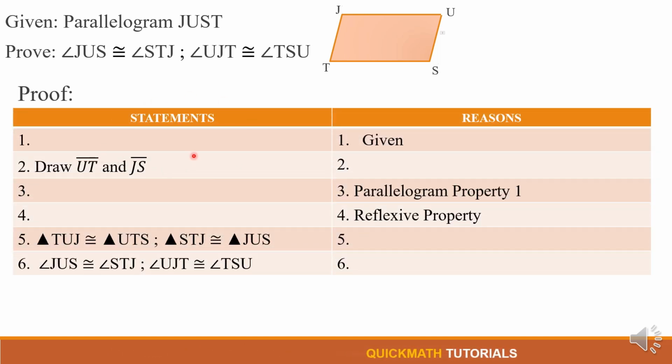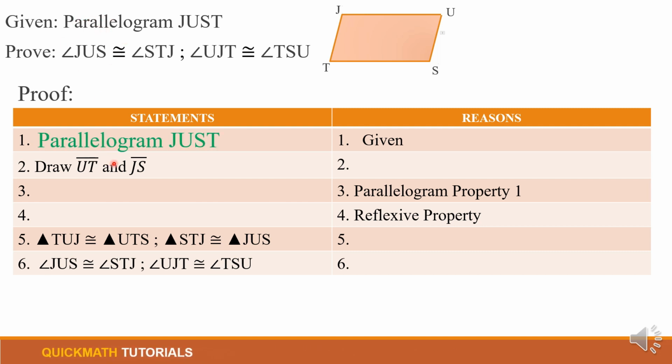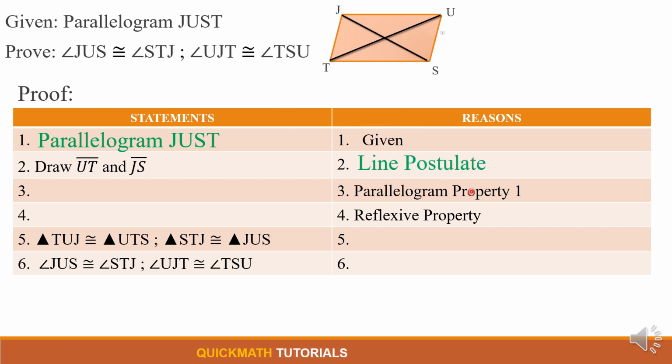Again, we will just fill in the missing statement and the reason. For number 1, the reason is given. So we will just copy our given. So we have the parallelogram JUST. For number 2, we will draw a line segment UT and line segment JS. So we have this one. We have two diagonals. The reason is the line postulate. Again, the line postulate says that a line contains at least 2 points.